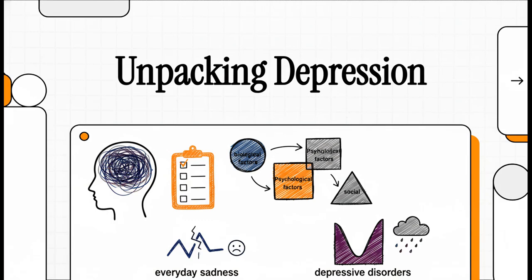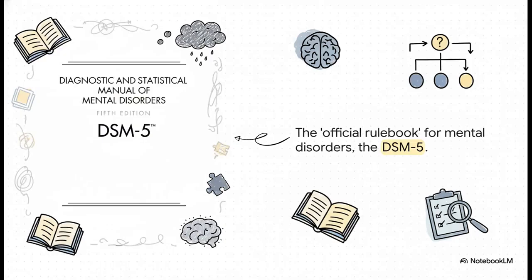We toss around words like depressed all the time, right? To talk about a bad day or just feeling kind of down. But in the world of clinical psychology, that word has a really precise, very specific meaning. So today, that's what we're going to do. We're going to unpack it. We're going to look past the casual way we use the word and dive into the official definitions of depressive disorders. So, where do we even start to find an official definition?